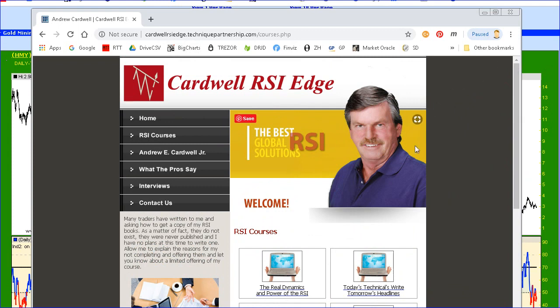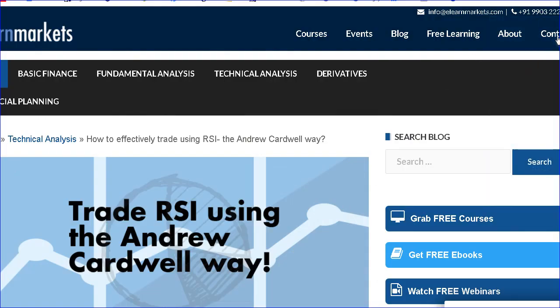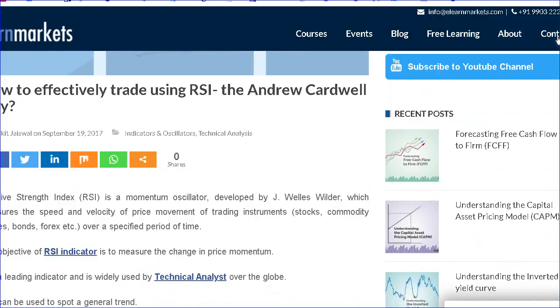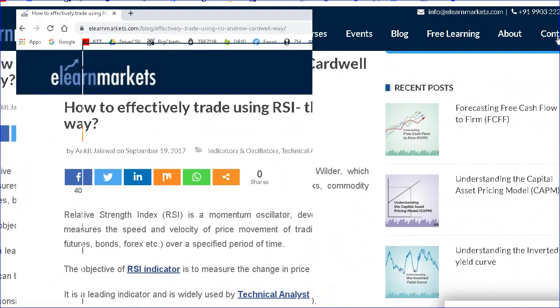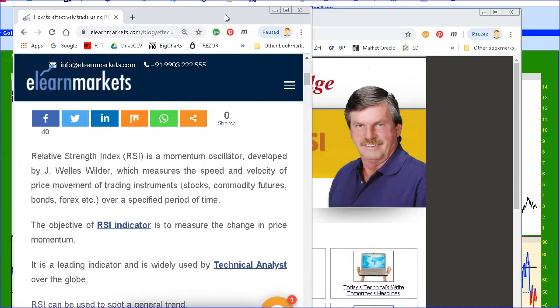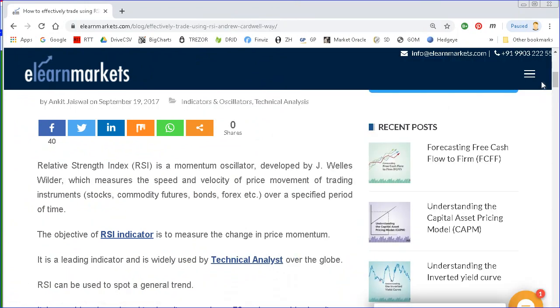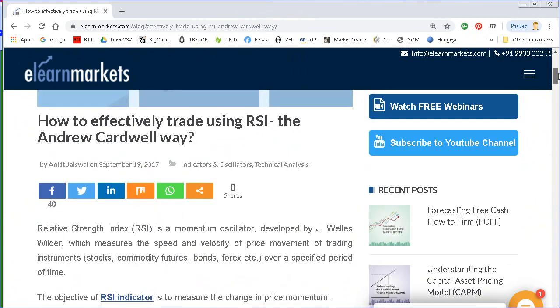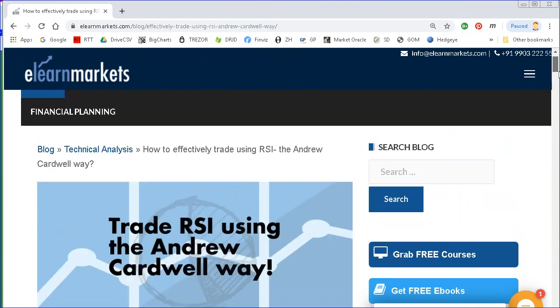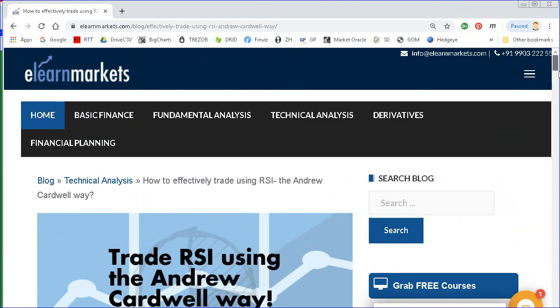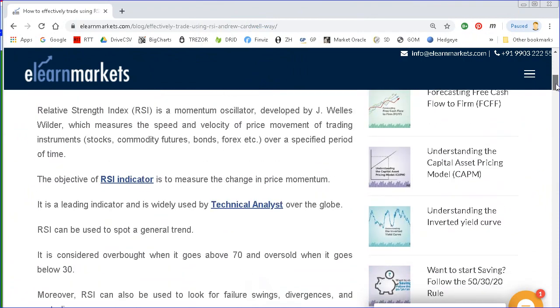I found a website that talks about the RSI Cardwell method in a bit more detail, and the reason why we're interested in the RSI is because it's apparently being used by other Wyckoff traders to help show and analyze relative strength. And when everyone's using relative strength, we like to know about it, we like to analyze that relative strength. So you can go to this website, the eLearn Markets, and have a bit of a study here.